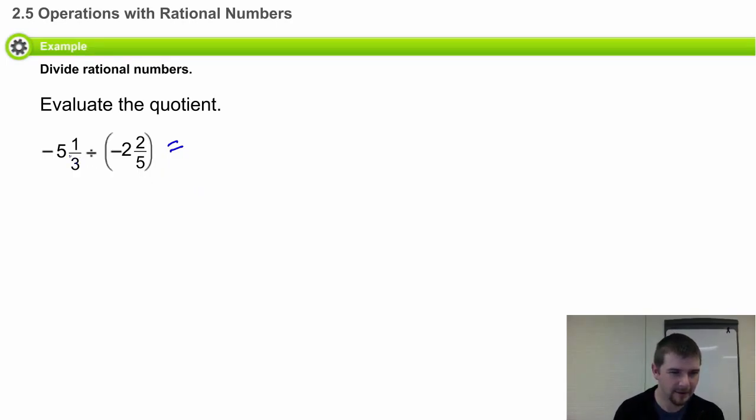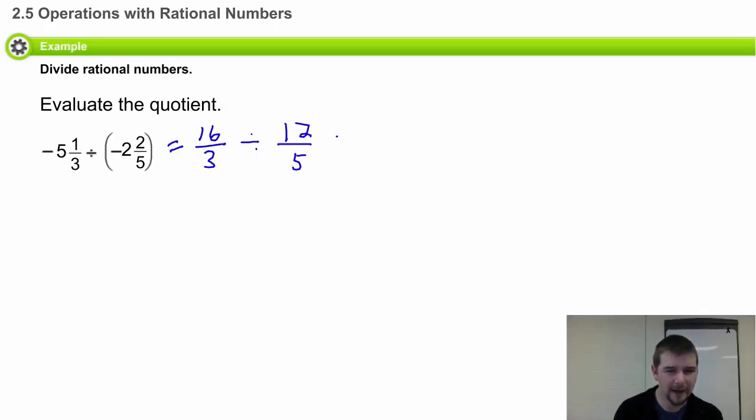All right, 5 1/3. 3 times 5 is 15 plus 1, 16 thirds. A quick double check. 3 goes into 16 5 times with 1 left over. Sure enough, that would take us back to 5 1/3. Divided by 5 times 2, 10, plus 2, 12, over our original denominator, 5. And a double check, working backward, 5 goes into 12 2 times with 2 left over, so 2 2/5.